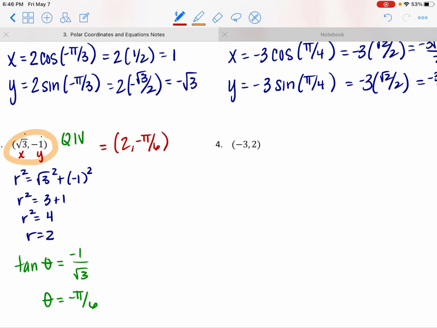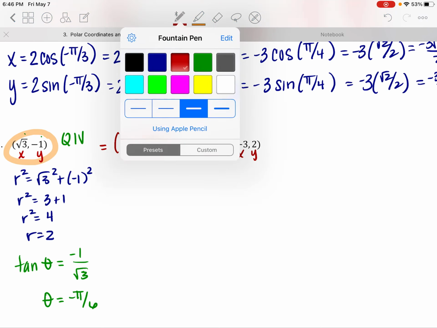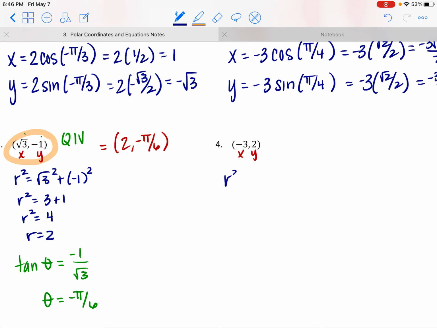Again, this is a rectangular coordinate with an x value of negative 3, y value of 2. Let's find the radius first, because that's easy. So r squared is going to equal negative 3 squared plus 2 squared. So that's going to be 9 and 4, which is 13. So if r squared is 13, r is going to be an exact radical 13, some decimal, not worried about the decimal.